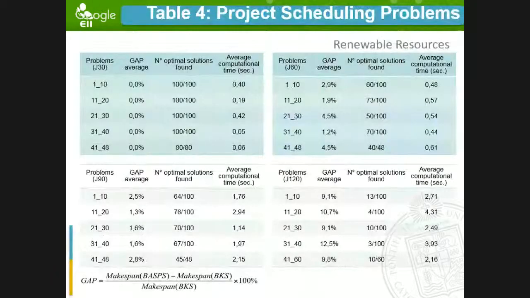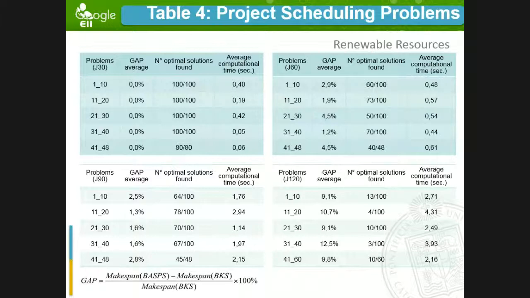Our fourth set of problems are the RCPSP problems, resource constraint project scheduling problems. These are the typical problems that are published in the PSPLIB library. They're very, very common.